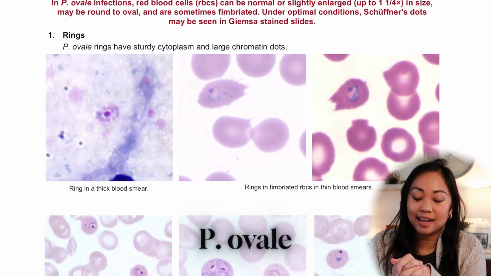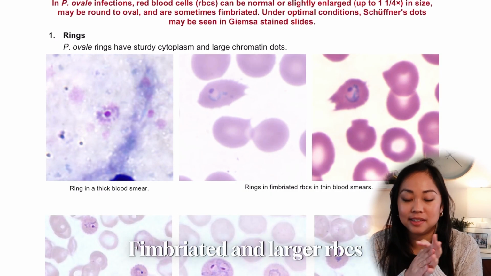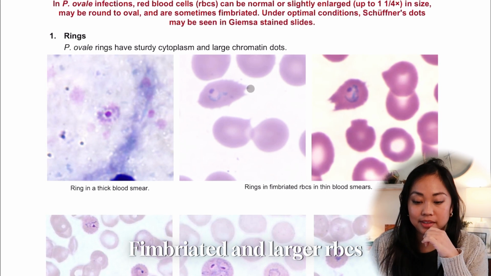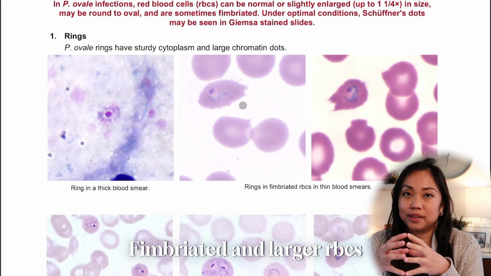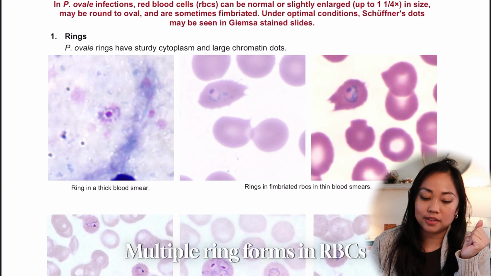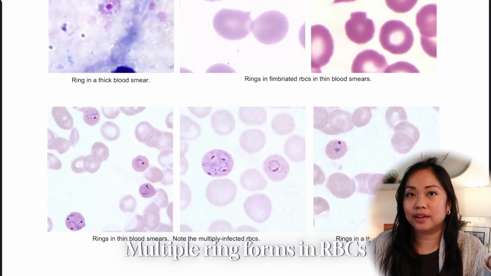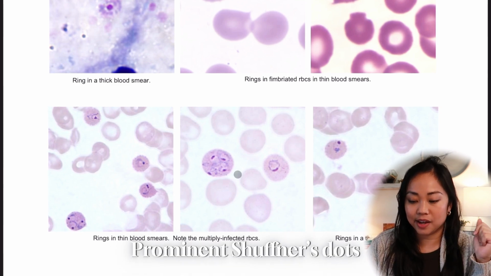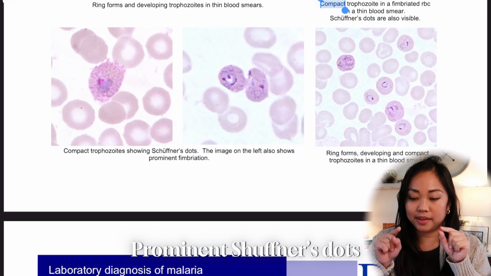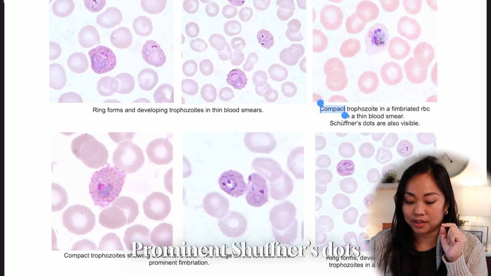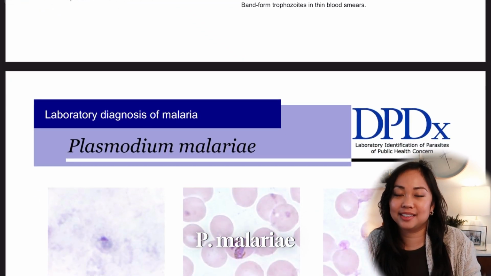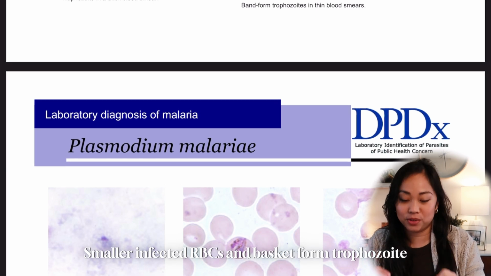Plasmodium ovale has the fimbriated RBCs, which are the ripping, uneven-looking borders of the RBCs. The infected RBC is larger compared to its neighbors. We have multiple ring forms in the RBC, and the more prominent amount of Schüffner's dots. Plasmodium malariae, the unique thing about it is that it has the basket-form trophozoite.